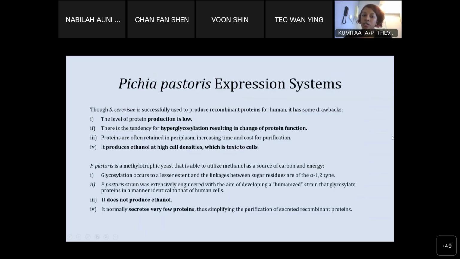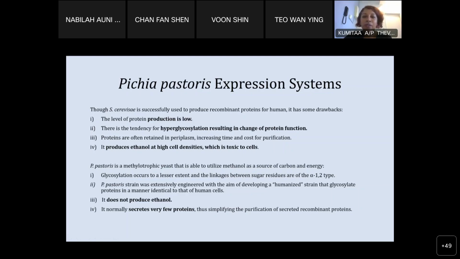So we talked a lot about Saccharomyces cerevisiae, but there are pros and cons to every system. With Saccharomyces cerevisiae, the downside is that the protein production level can sometimes be quite low. Even though PTM, post-translational modification, is relatively good in Saccharomyces cerevisiae, sometimes you end up getting hypoglycosylation, which also results in a change of protein function.